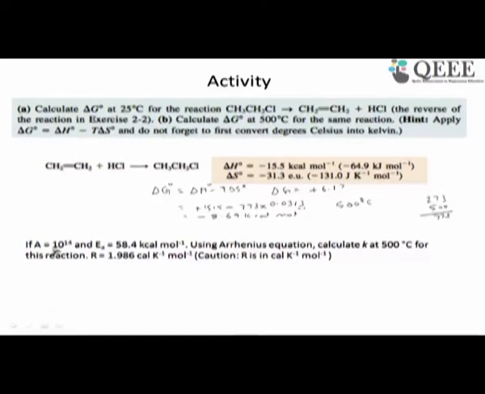Now the question is, if A equals 10 power 14 and EA is 58.4 kilocalories per mole, using the Arrhenius equation you can substitute all these parameters. Let's borrow the Arrhenius equation: K equals A e power minus EA by RT, and the temperature is given, that is 500, that is 773 Kelvin. R is 1.986 calories per mole. Energy of activation is given as 58 kilocalories.